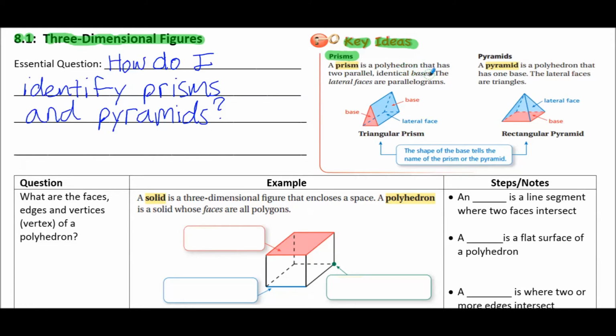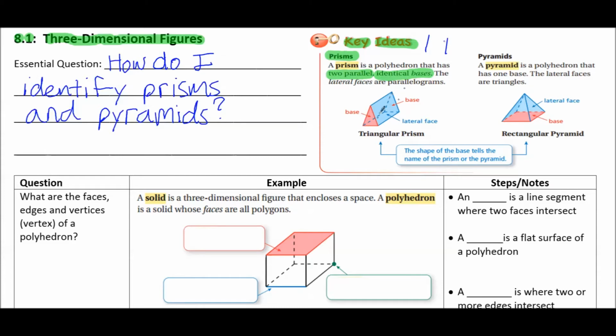It's not that important. What matters right now is that a prism has two parallel, identical bases. The lateral faces are parallelograms. Okay, we'll get to that whole lateral faces thing later. But hopefully you remember what parallel means. Parallel means that you have two sides which are facing each other. I didn't draw it very well, but if these lines went on forever, they would never meet.